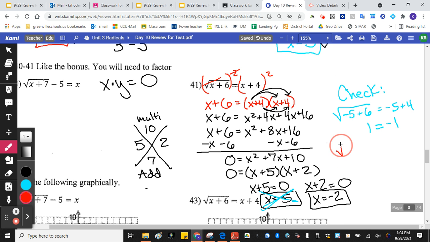When I plug in -2, do the easy side. 2 equals 6 minus 2 is 4, square root of 4, 2. So 2 equals 2. So that side does work. So my answer for this whole question is x equals -2.